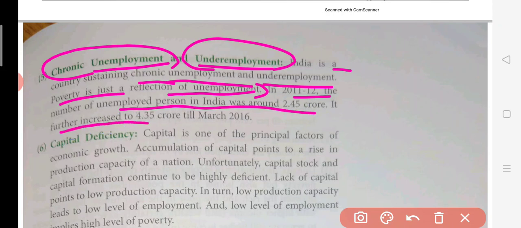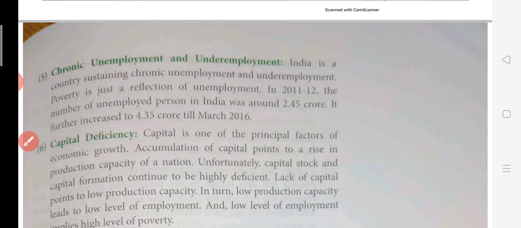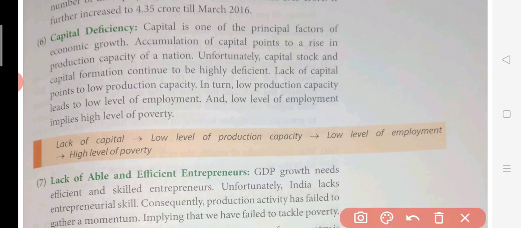So in 2012 the number of unemployed people in India was around 2.45 crore. It further increased to 4 crore till March 2016. So unemployment rate is increasing day by day. So it is a serious factor. Now capital deficiency means the amount which is invested in the company. And when a company invests, definitely they will be purchasing raw material, more production capacity they will generate. So employment will also come.